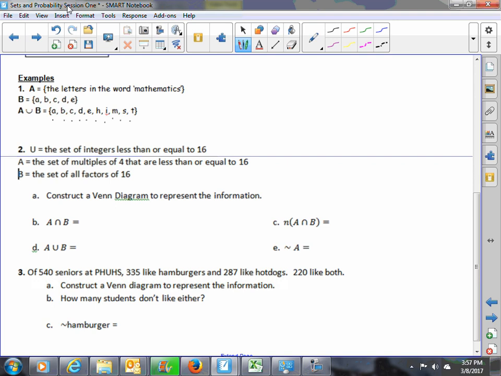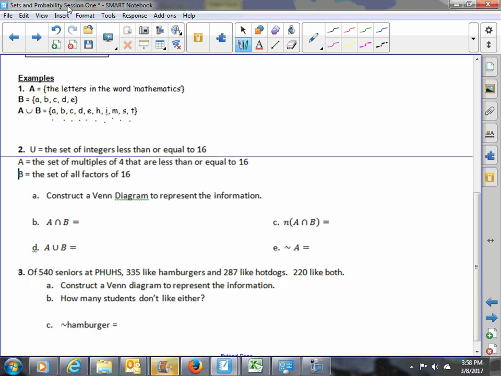Notice then, when we add the B and the D, we have the set A, B, C, D, E, H, I, M, S, and T, which is the union of the letters A, B, C, D, and E, and the letters in the word mathematics.